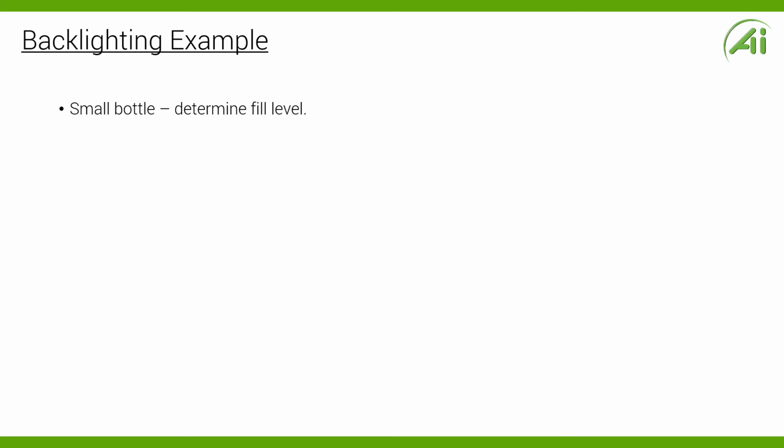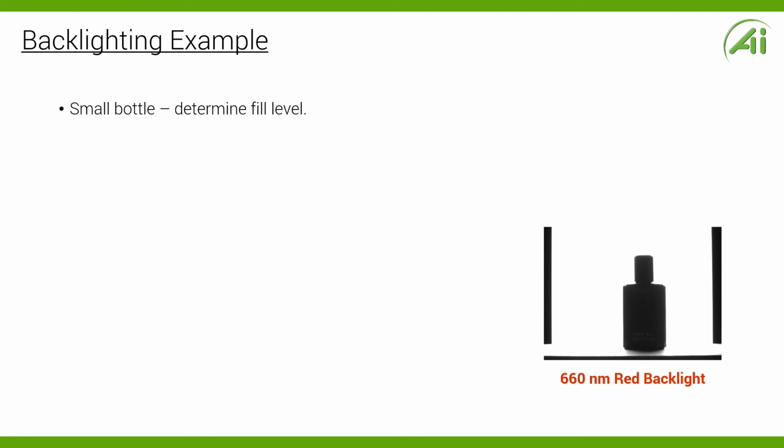So here's a backlighting example. Let's say we were tasked with determining the fill level in a small bottle. Well, obviously in this case, it might be beneficial to make the assumption that your light will penetrate the bottle and allow you to see the liquid fill level inside. So we might start with our standard red 660 nanometer backlight. As you can see here, we didn't get any penetration at all. Everything's dark, so we've got a nice silhouette if we were trying to gauge.